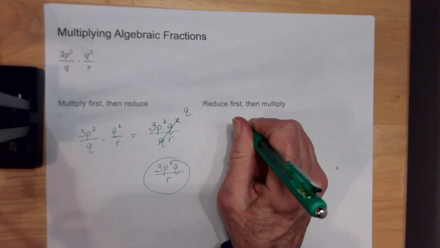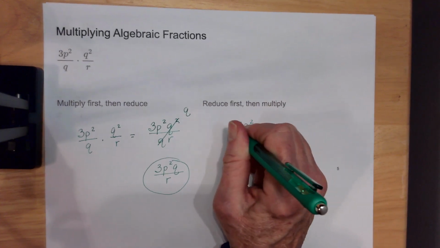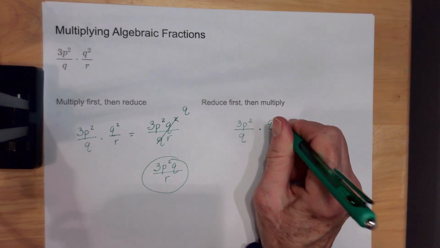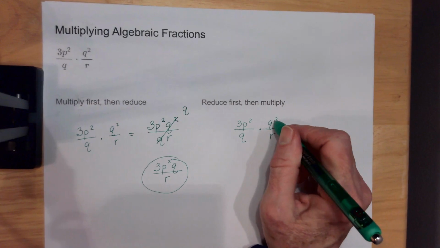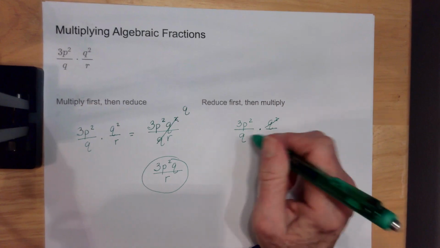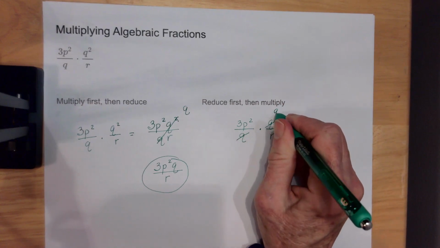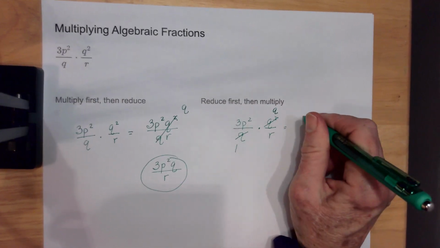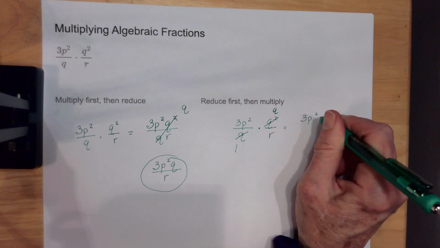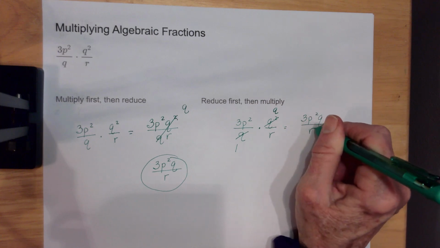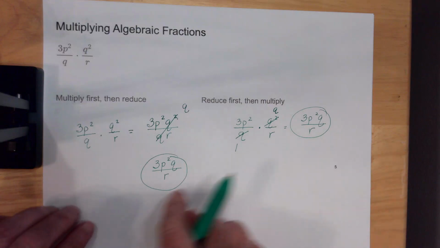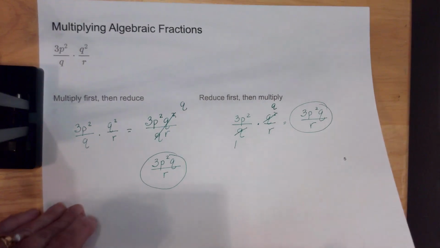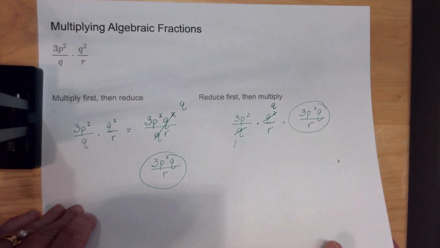Let's do the same problem, but let's reduce first and then multiply. So I can reduce those q's. I divide them both by a q. That leaves me 1 q on the top and a 1 on the bottom. So multiply straight across. 3p squared q on the top and r on the bottom. So you're going to get the same answer regardless of whether you reduce first or you reduce at the end.